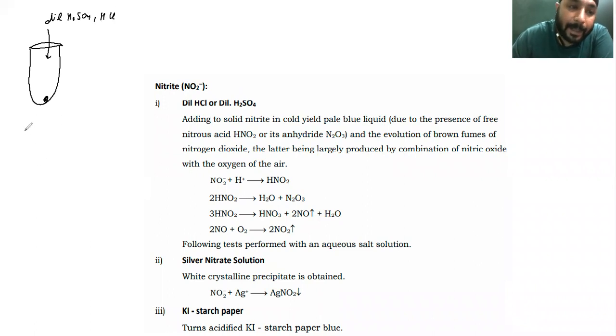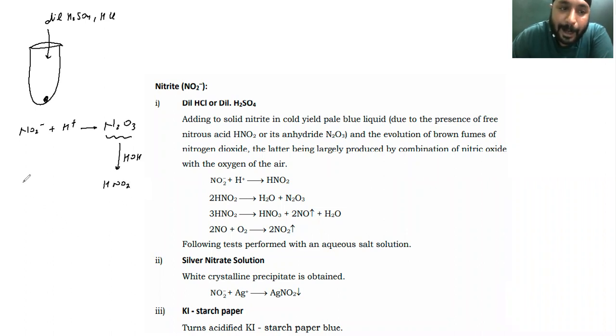Now what will happen? Nitrite anion, when it is reacting with H plus, right? If it is in the cold condition, initially it might be possible that a pale blue liquid is formed because of N2O3. Then this N2O3 is an anhydride of HNO2 and water is there. You know that N2O3 will lead to the formation of HNO2, nitrous acid. After that, this nitrous acid will undergo disproportionation reaction because it is in the intermediate oxidation state to form the highest oxidation state HNO3 and nitric oxide.